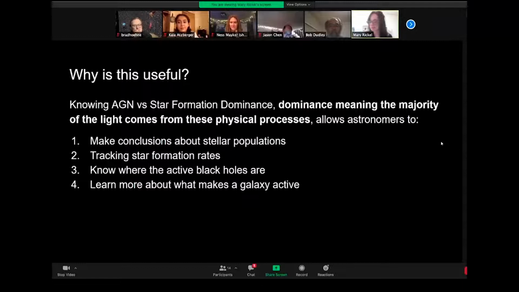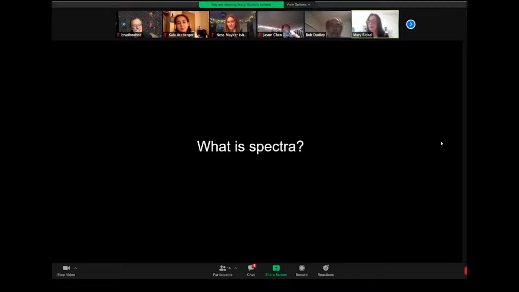So I want to talk a little bit about spectra and the technique that we use to make these conclusions. Since all of these objects are really far away, spectra is a wonderful tool to learn more about what's going on without directly observing them like you would in the lab. But what is spectra? Spectra is a specific technique that examines the light from a distant object. And I have a few examples to help demonstrate what it is and why we use it.